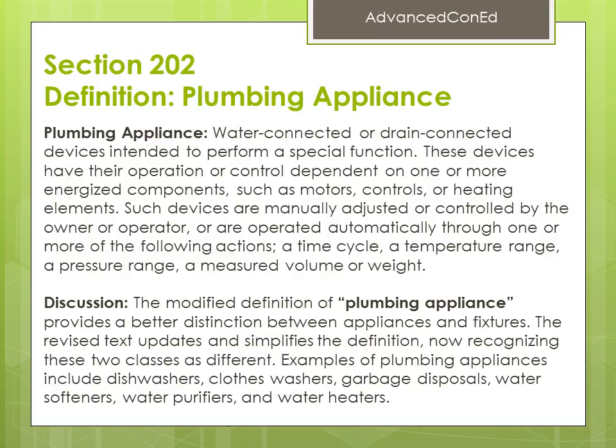Discussion. The modified definition of plumbing appliance provides a better distinction between appliances and fixtures. The revised text updates and simplifies the definition, now recognizing these two classes as different. Examples of plumbing appliances include dishwashers, clothes washers, garbage disposals, water softeners, water purifiers, and water heaters.